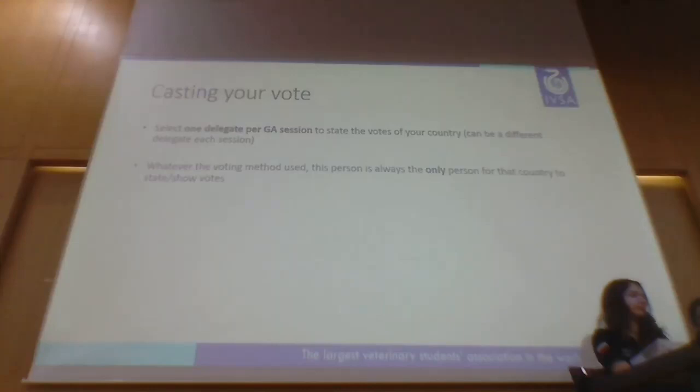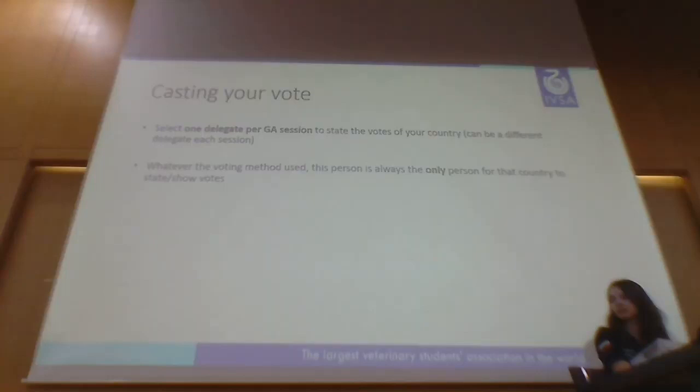Each MO needs to select one person per GA session to state the votes of your country. It doesn't have to be the same person every time, but the voting has to be done by only one person at any point in time. Whatever the voting method used, this person is always the only person for that country to state the vote. For example, voting by card raising, it's just one person holding up both cards, not two people holding up a card each.